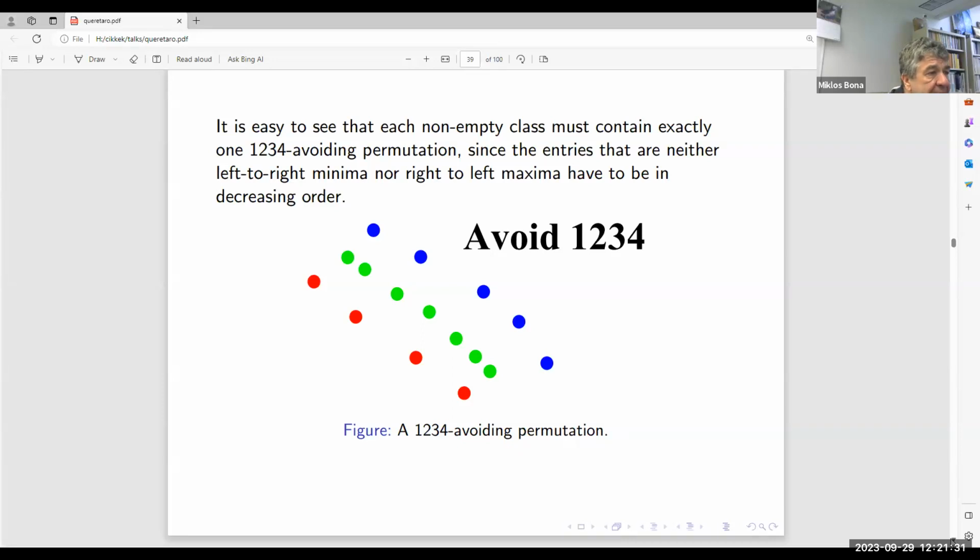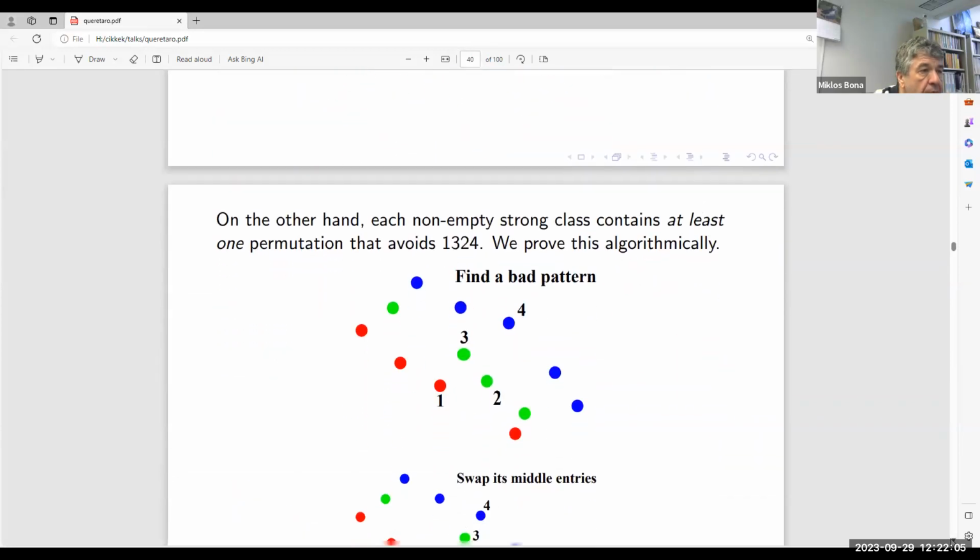If you have the red entries fixed, the left to right minima, and you have the blue entries fixed, the right to left maxima, then there is only one thing you can do with the remaining entries, the green entries, namely you have to write them in decreasing order in the remaining slots. Because if you do anything else, if you have two green entries in increasing order, then you go to the closest left to right minimum on the left and the closest right to left maximum on the right, and you have a 1, 2, 3, 4. Okay, now how about the other one?